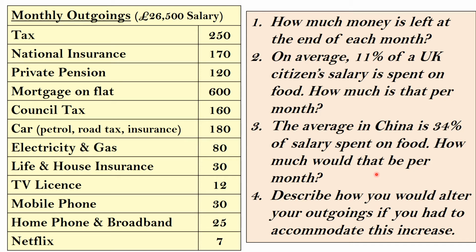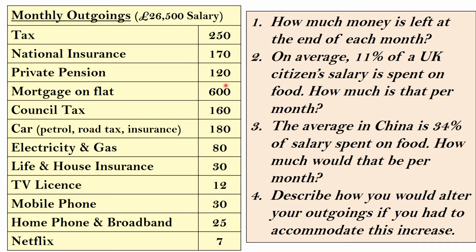So if you've been through this, you'll see that between 2 and 3, if you live in China and you're spending 34% of your salary on food, then going by what we've got here, you're going to be pretty tight. For number 4, it was just to get you thinking about what you would have to get rid of if you had to accommodate the increase.